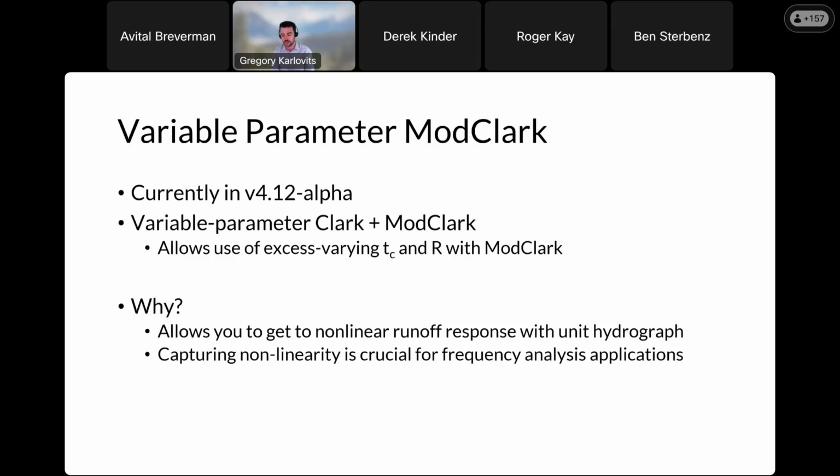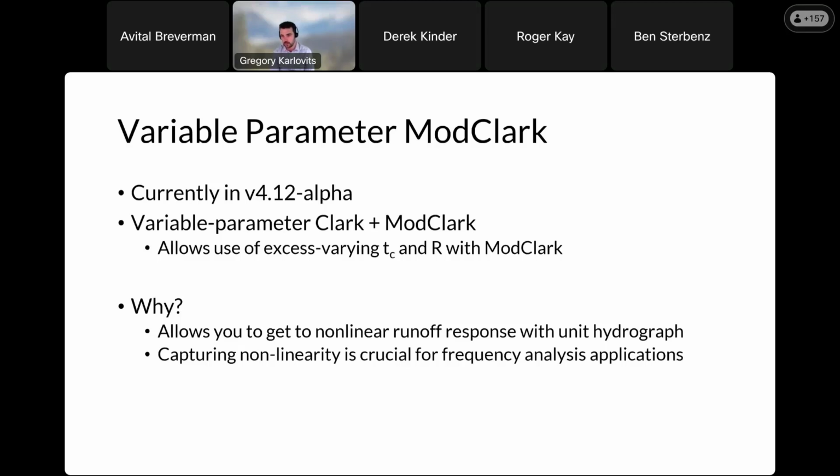This has been something I know folks in the field have been clamoring for. With the introduction of the variable parameter Clark unit hydrograph, folks have wanted to use that with the ModClark method used with gridded rainfall and haven't been able to do that yet. So what this lets you do is define relationships between excess precipitation and Clark time of concentration and storage coefficient, which lets you capture nonlinearity.